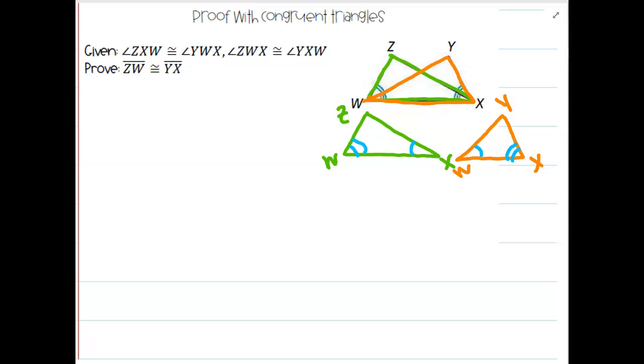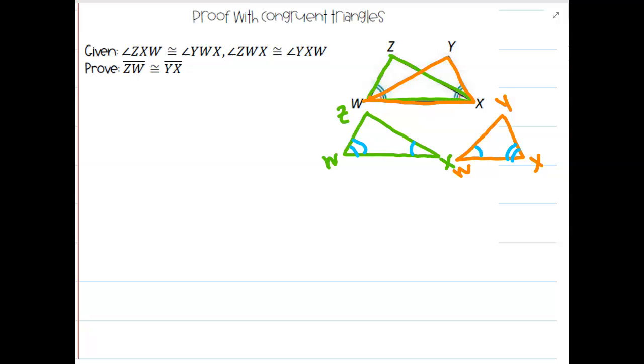Now, if you kind of look at the proof, come up with our game plan, what I'm trying to prove is that ZW is congruent to YX. So I'm trying to prove these two sides are congruent. So it's not technically asking me to prove that the triangles are congruent, but I'm going to have to prove that triangles are congruent to prove that their corresponding sides are congruent. So I need to use one of the 5 ways to prove triangles are congruent. So side-side-side, side-angle-side, angle-side-angle, angle-angle-side, or the new one from yesterday, hypotenuse-leg. One of those 5. So far, I have 2 angles. So I know I'm going to need some other information.